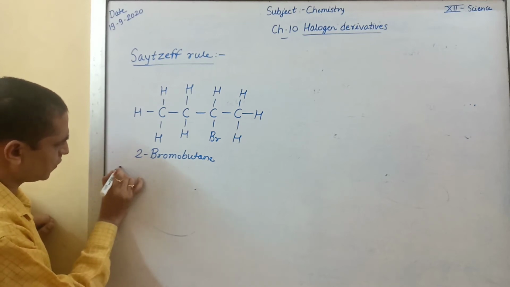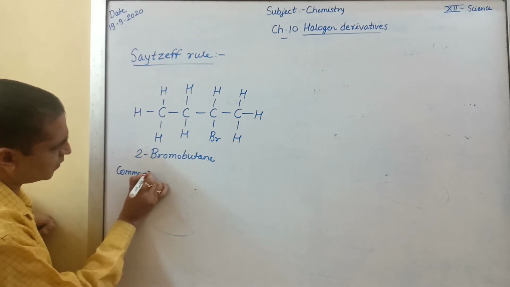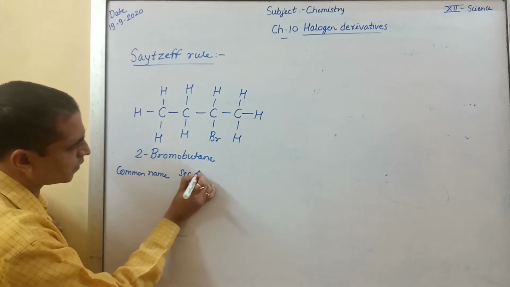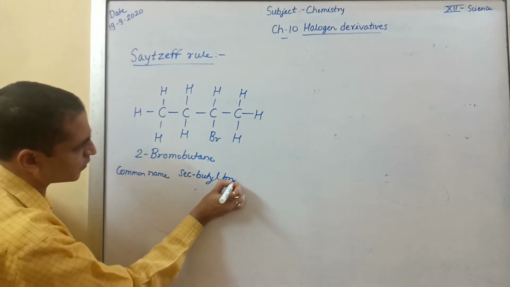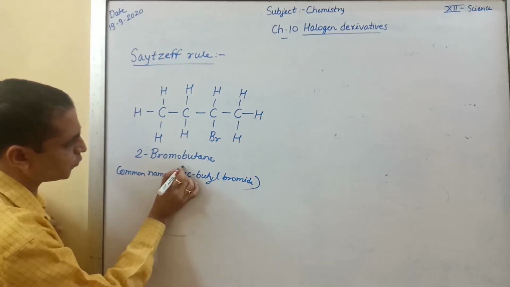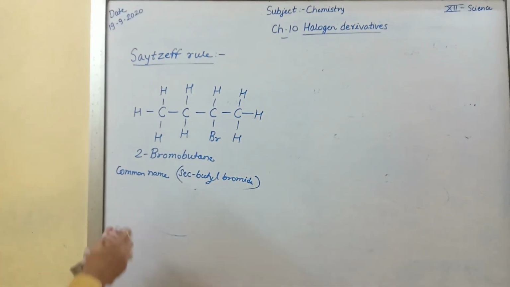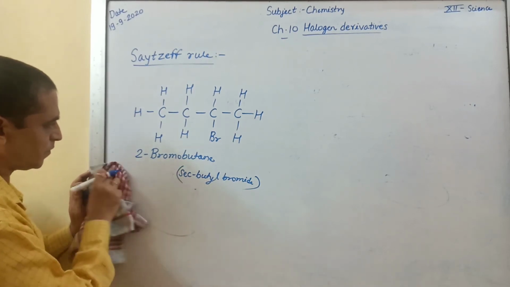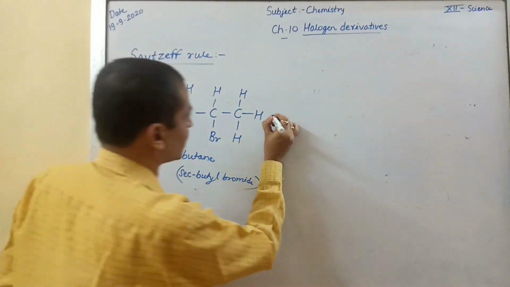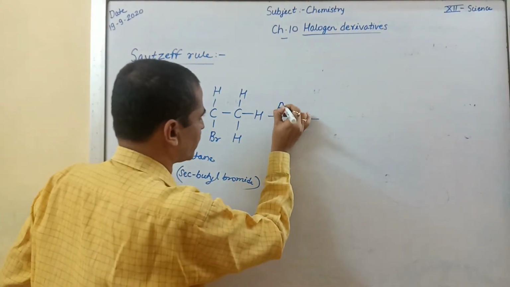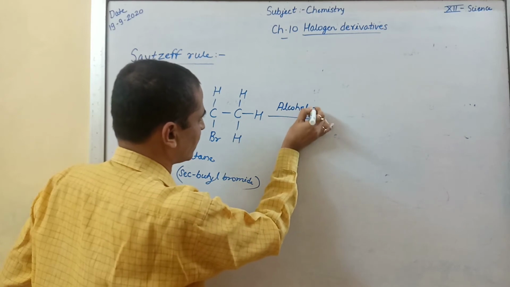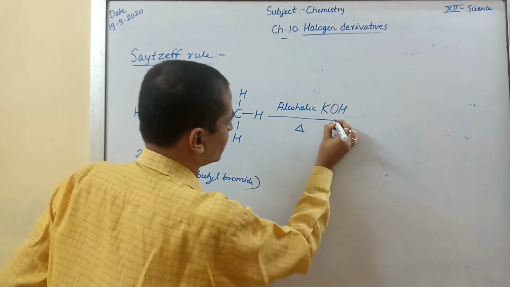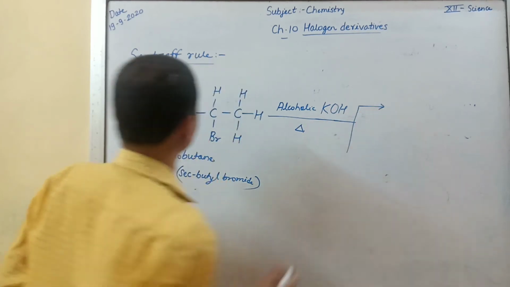Common name can be written as what? Common name is written as secondary butyl bromide. See, it is the common name. Now see, we require alcoholic KOH. It is necessary. Now what happens here?